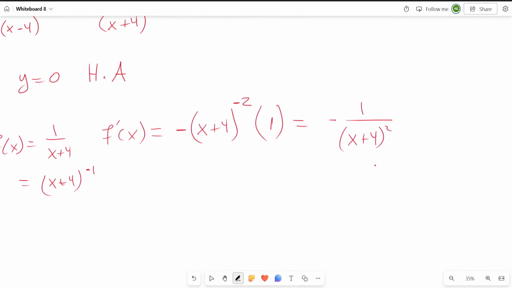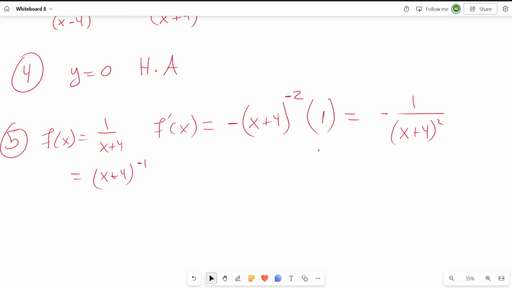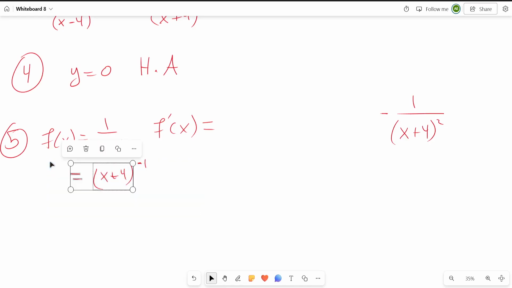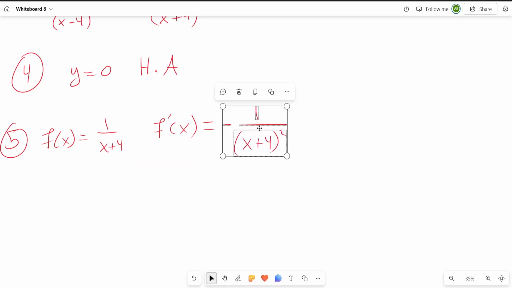So over here, to find the critical points, I know that I need to equate my first derivative to 0. So this is my first derivative. If I equated this to 0, will I get any value of x? No, because this bracket is always going to be positive. It's never going to be 0, and the numerator is never going to be 0.